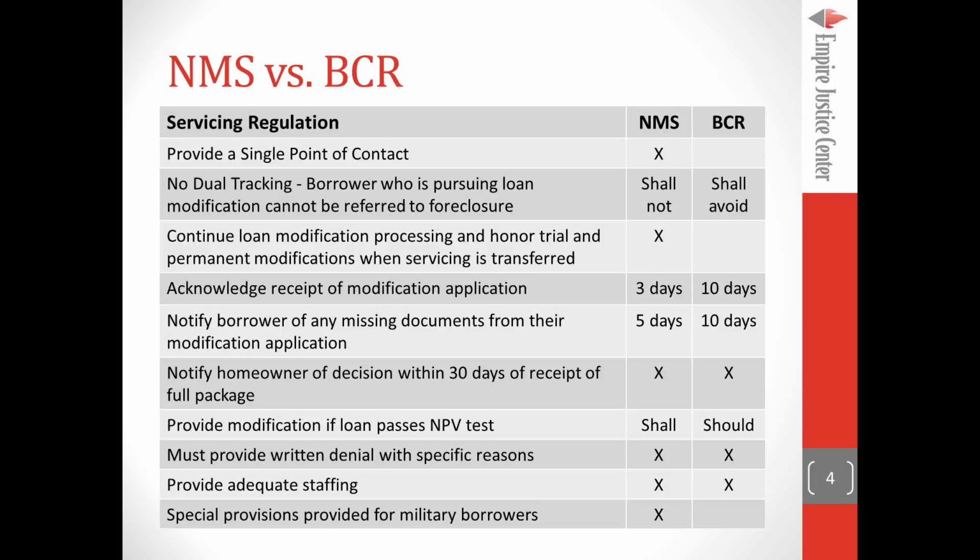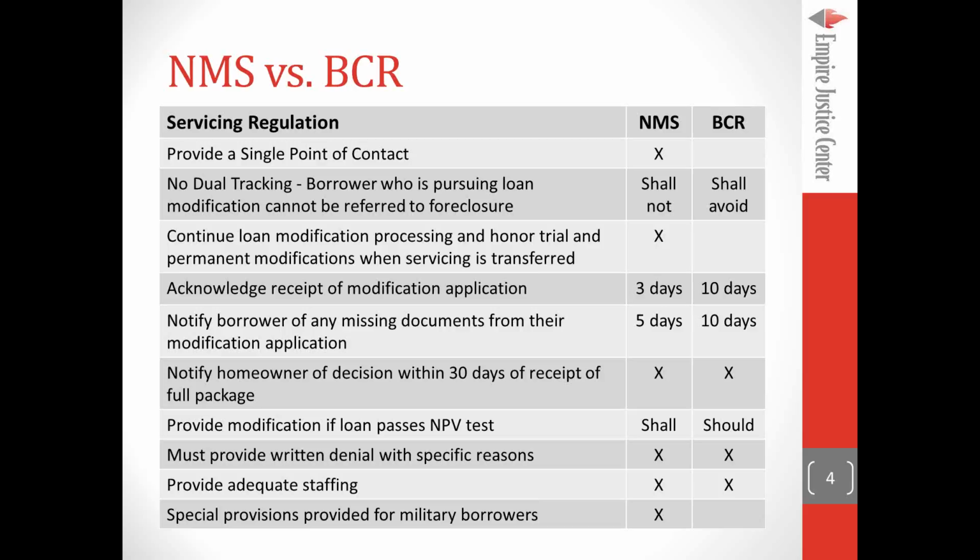Number 7 on our list. Under the NMS, the servicer must provide a loan modification if the loan passes the net present value (NPV) test. This is different than the BCR, which says it should provide a loan modification if it passes the NPV test. So there's really nothing that you can sink your teeth into that.